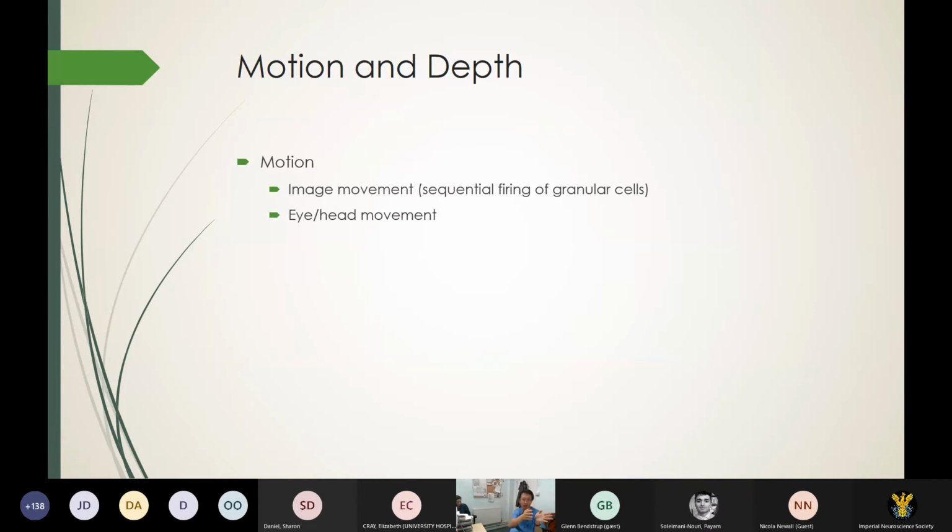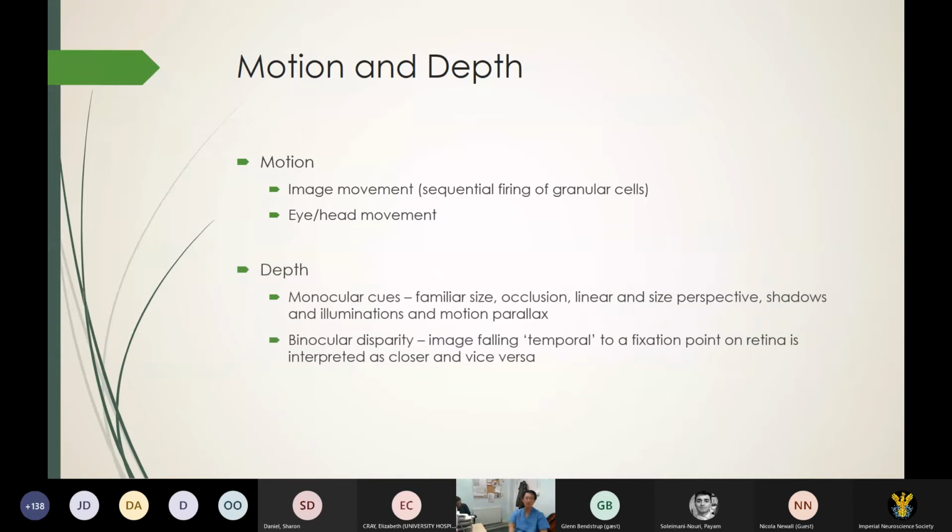So it's the actual light shining on different parts of your retina and causing sequential firing of your cells, and the speed or relative speed of movement of the image to your own movement that the brain uses to perceive motion. And in terms of depth, you have the monocular cues and you have the binocular disparity that tells you something is further or nearer.